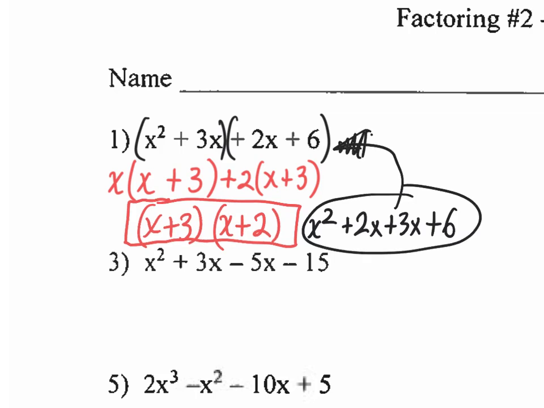Isn't this the exact same thing as that? Well, these are switched, but that doesn't change anything, right? It's the same thing. You have x squared, your 2x, your 3x, and your positive 6. So this is the factoring of that right there.